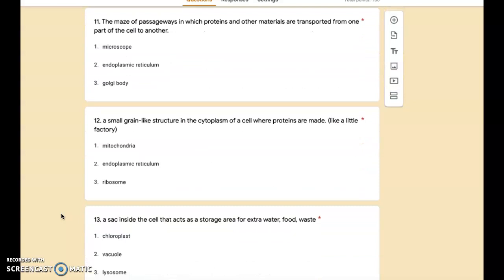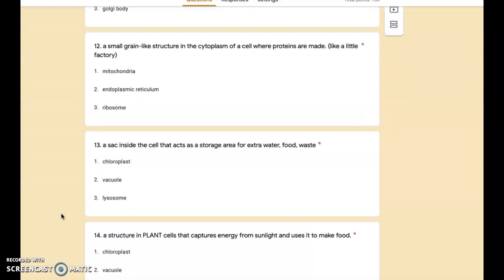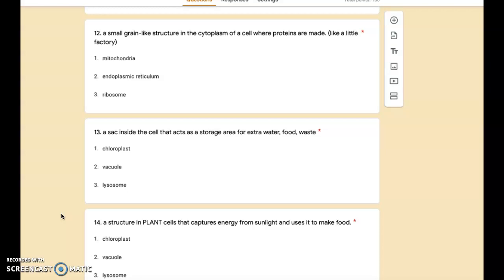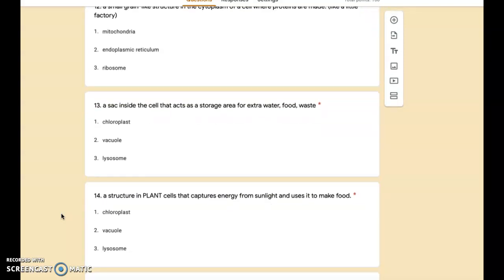Number 11, the maze of passageways in which proteins and other materials are transported from one part of the cell to another. Microscope, endoplasmic reticulum, or Golgi body? Number 12, a small grain-like structure in the cytoplasm of a cell where proteins are made. They're like little factories. Is that mitochondria, endoplasmic reticulum, or a ribosome?